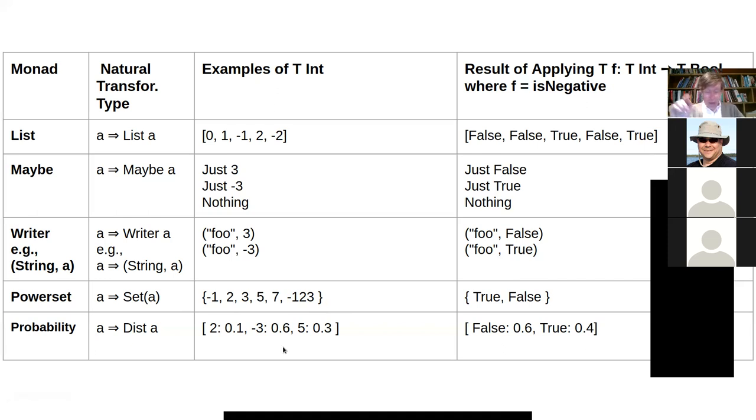Probability distribution, it's even a little bit more, again, the same intuition. You've got to be a bit cautious here, because here we ask is negative, right? And forgive me for labeling this in a way that's not entirely clear, but what this is saying is we have 2 with probability 0.1, minus 3 with probability 0.6, and we have 5 with probability 0.3. So the things after the colon are the probability associated with the thing before the colon. So this is a distribution of 3 possible values, each associated with a different probability as indicated by the value after the colon. Now if we map it with is negative, we can map each one. So is 2 negative? False. It's not negative. Minus 3 is negative, true.